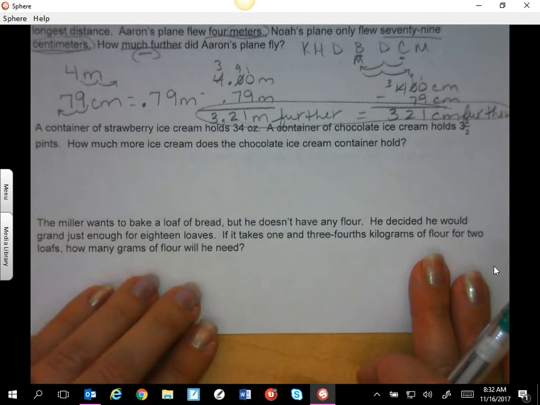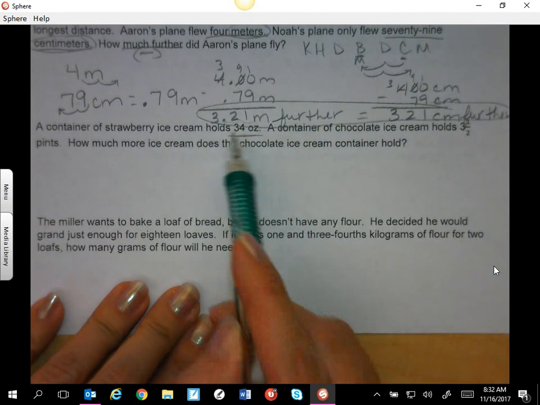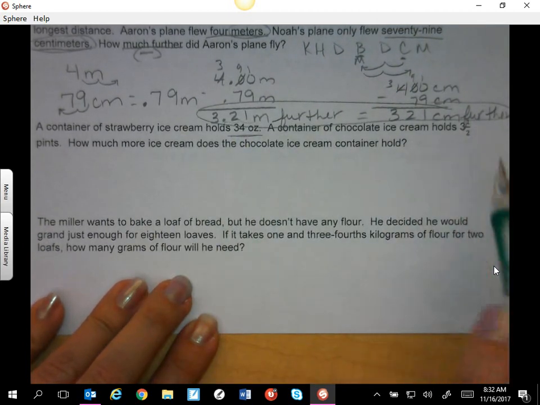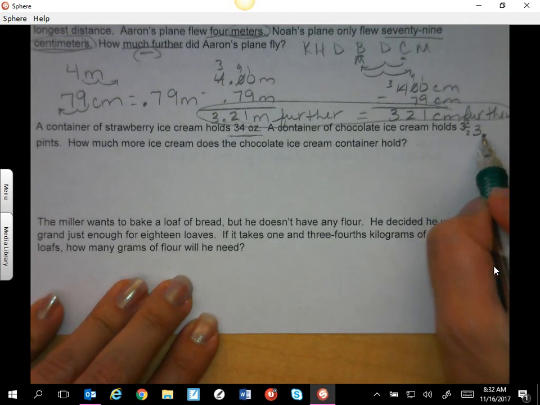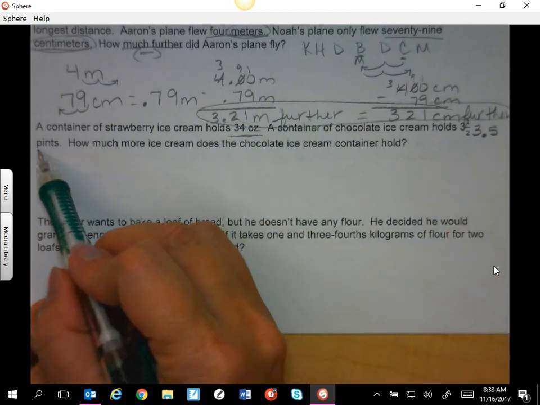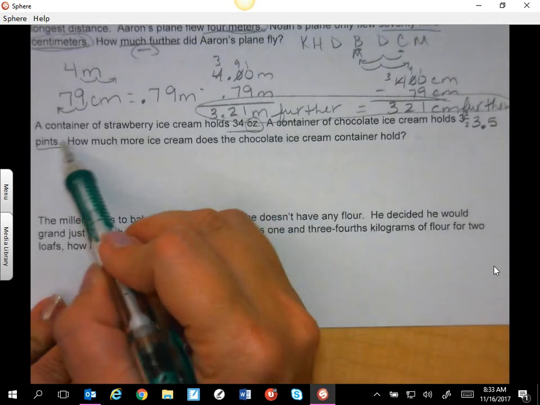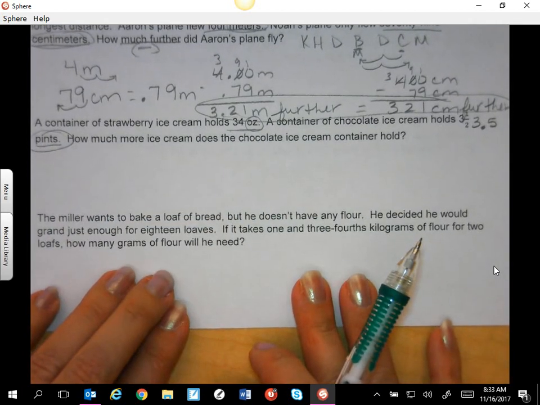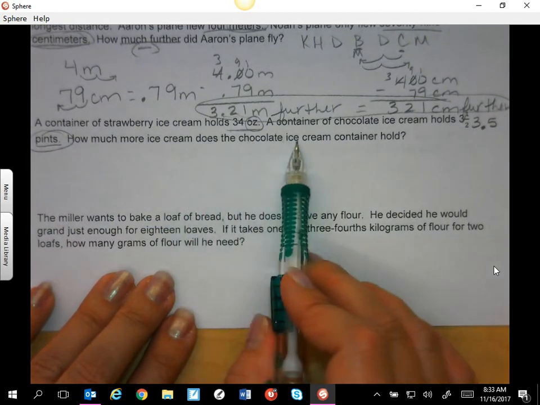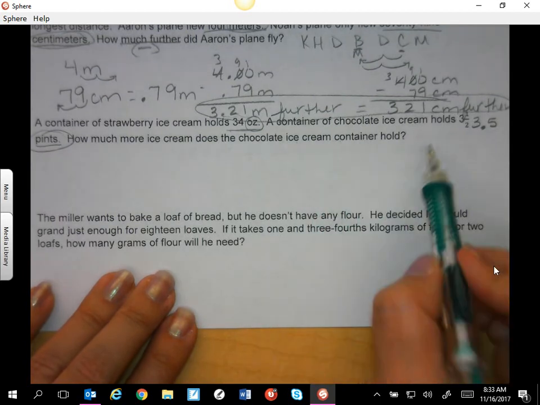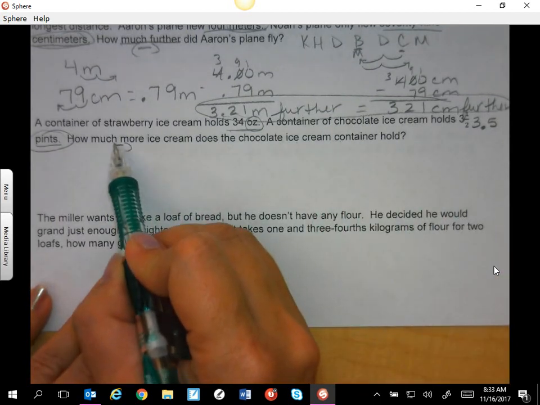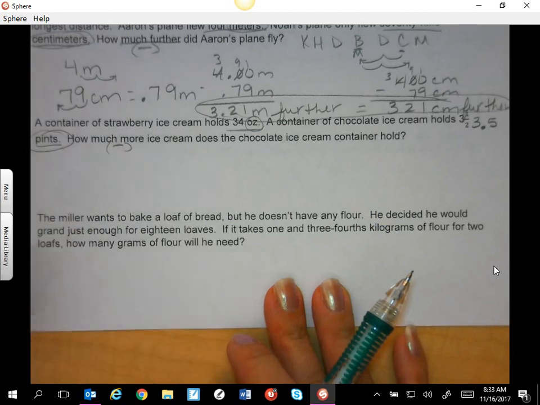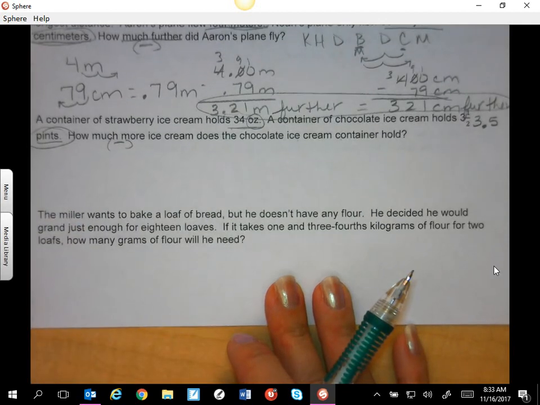A container of strawberry ice cream holds 34 ounces. A container of chocolate is, oh, that's a fraction, but we can write it as a decimal, 3.5 pints. Okay, we have ounces and pints. This is a big deal. How much more ice cream does the chocolate container hold? There's that how much more, so that's a minus.